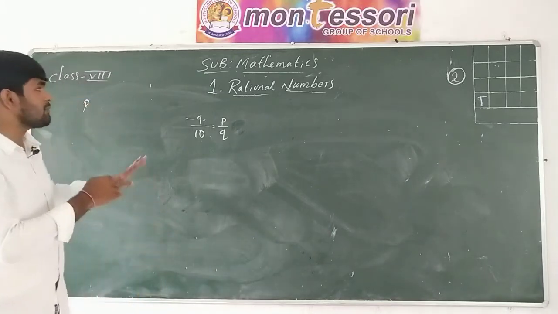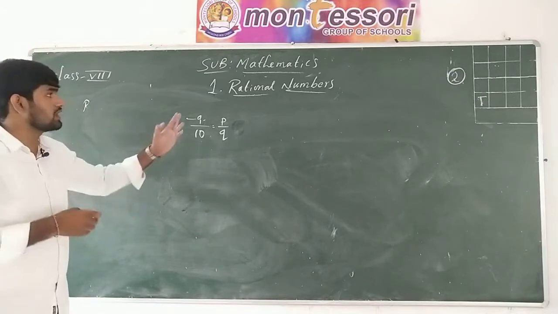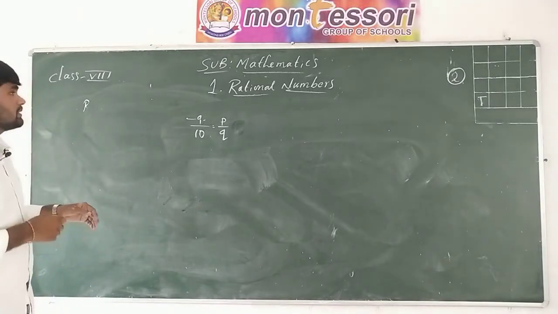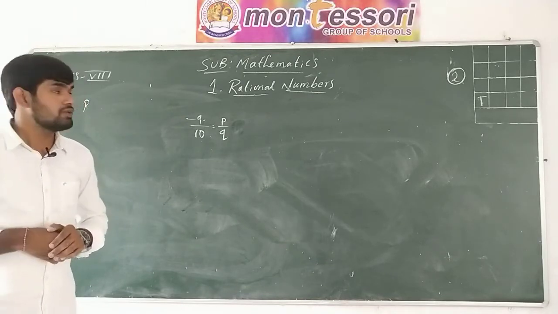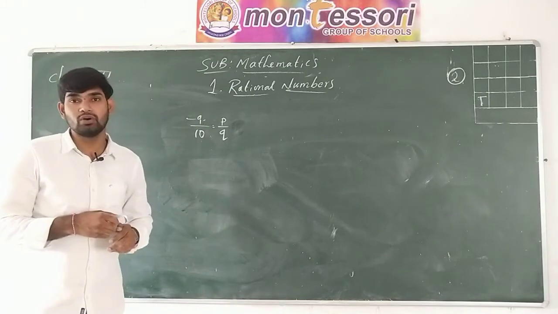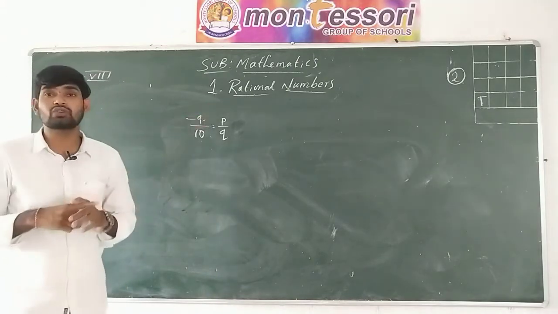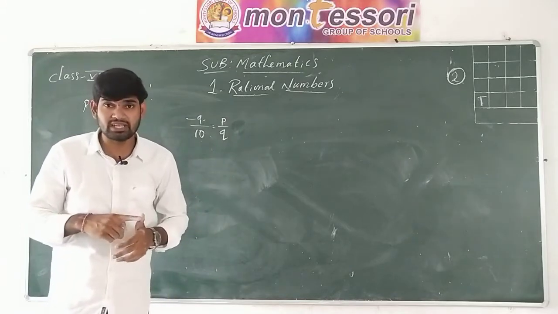Okay. So this is about the introduction of the rational numbers. Let me revise once again what a rational number is. Rational numbers are expressed in the form of p by q, where p and q are integers and q is not equal to 0. And these rational numbers are also called quotient numbers. Why are these rational numbers called the quotient numbers?